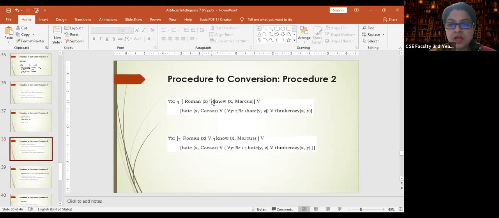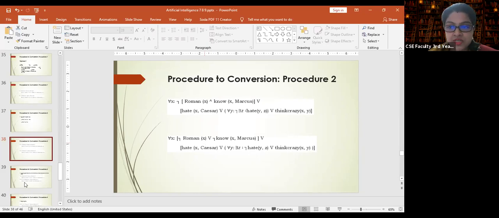This is how we write within the first bracket, because this is one part and this is another part. To make it distinguishable, we take the not sign before Roman(x) and the not sign before know(x, Marcus), and we change the and sign into the or sign. We are applying De Morgan's law here by using procedure 2.